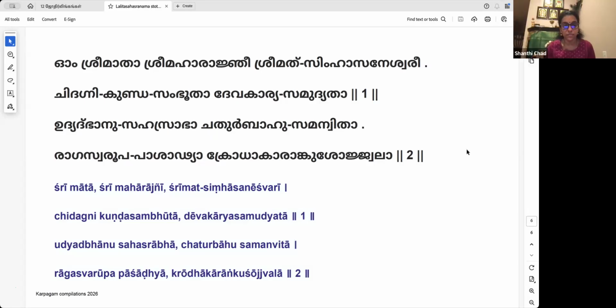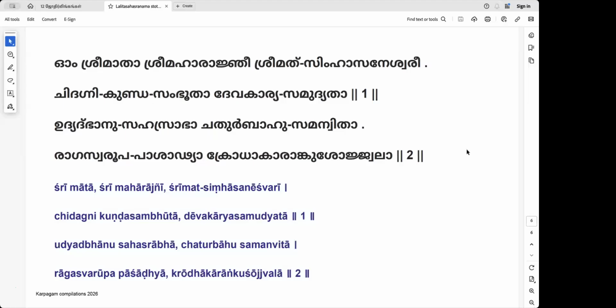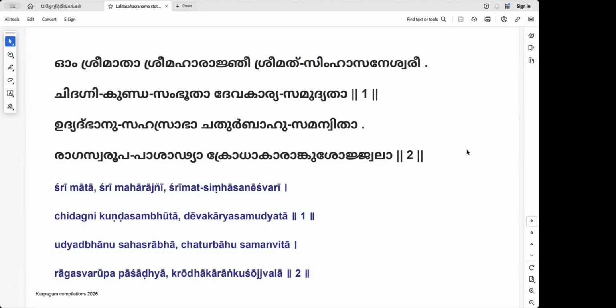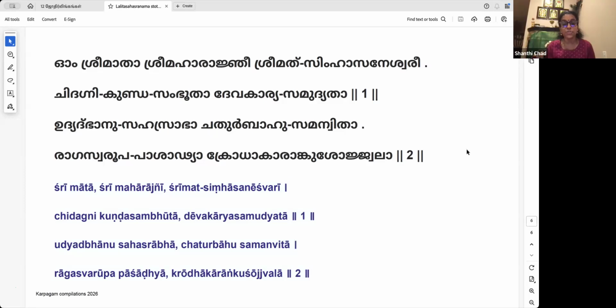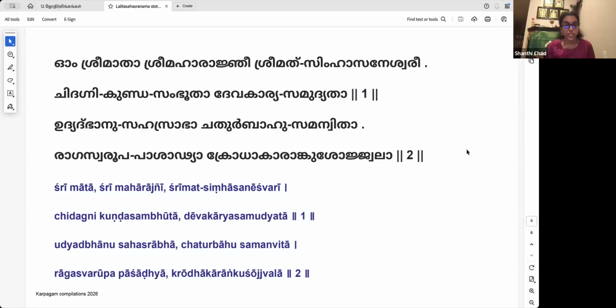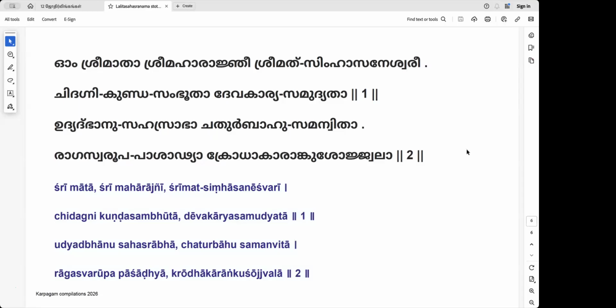Ragaswarupa Pashadhya. Krodha Karankushojvala. Udyadbhanu Sahasrabha. Chaturbahu Samanvita. Ragaswarupa Pashadya. Krodha Karankushojvala. Very good.